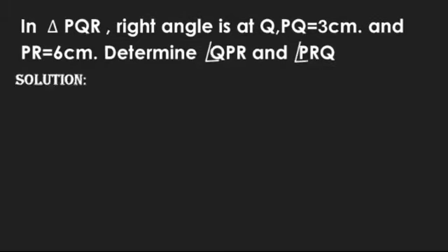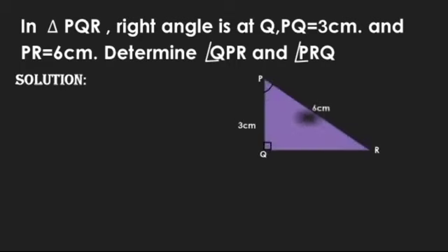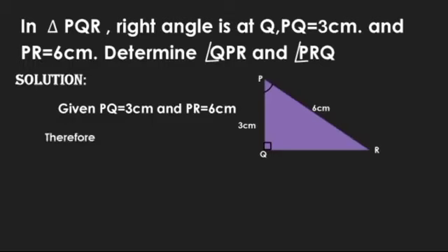Solution. Given PQ equal to 3 centimeters and PR is equal to 6 centimeters. Therefore, the ratio PQ by PR is equal to sin R. PQ is equal to 3 centimeters, PR is equal to 6 centimeters. So sin R is equal to 3 by 6 is equal to 1 by 2.